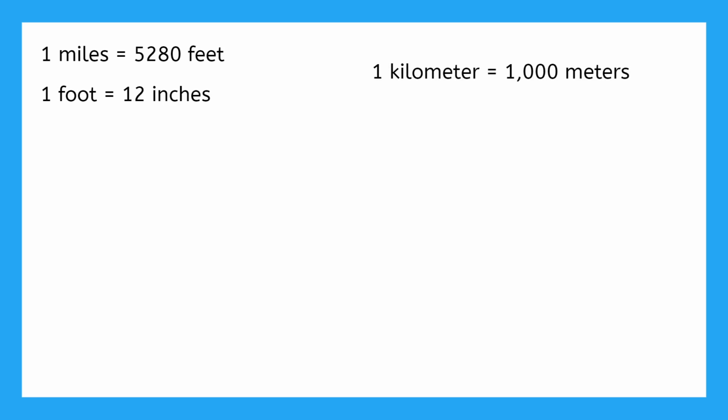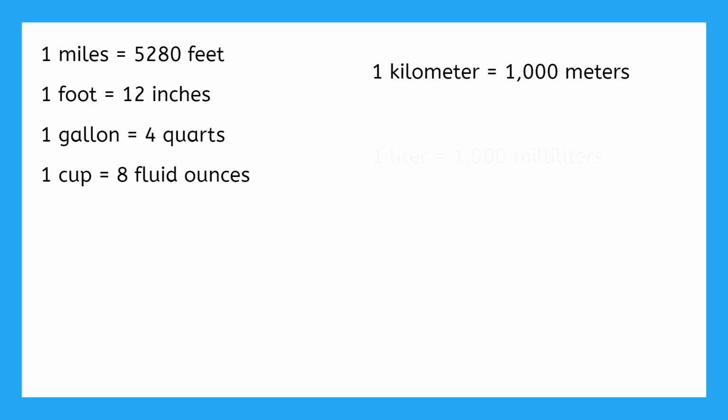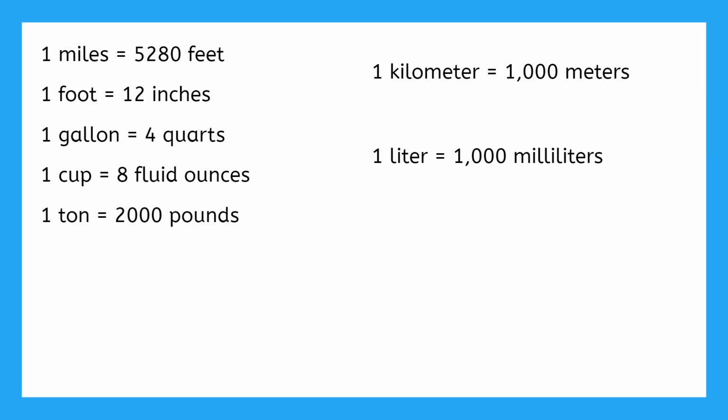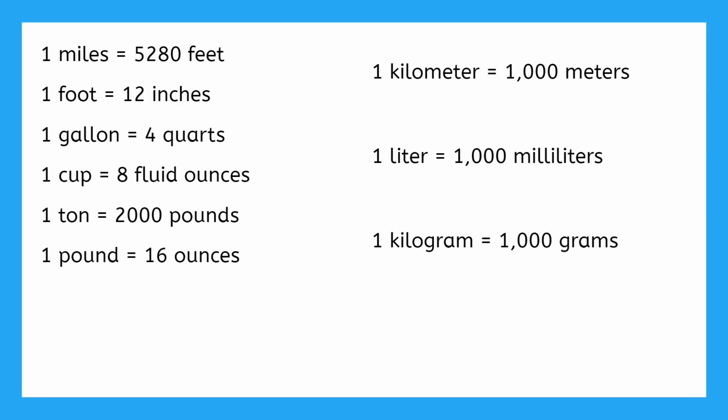Here are a few of the most common ones. 1 mile is the same thing as 5,280 feet. 1 foot is the same as 12 inches. 1 kilometer is the same thing as 1,000 meters. 1 gallon is the same as 4 quarts. 1 cup is the same as 8 fluid ounces. 1 liter is the same as 1,000 milliliters. 1 ton is the same thing as 2,000 pounds. 1 pound is the same as 16 ounces. And 1 kilogram is the same as 1,000 grams.